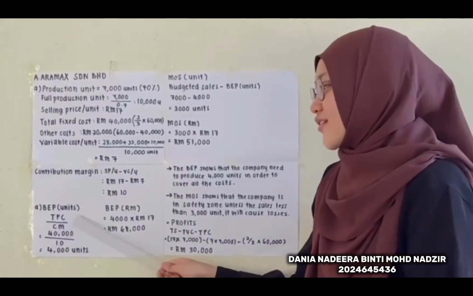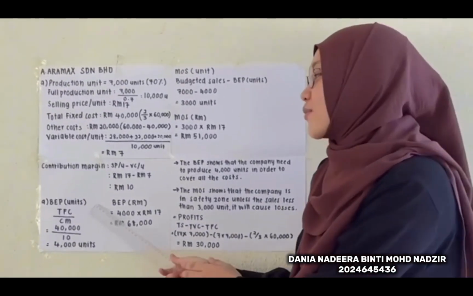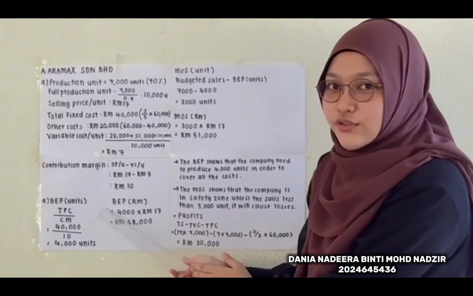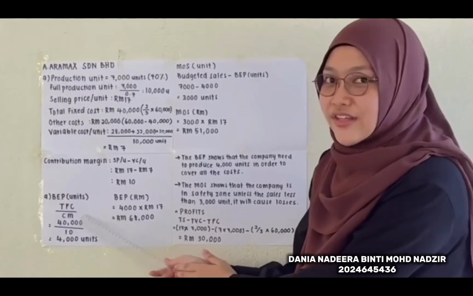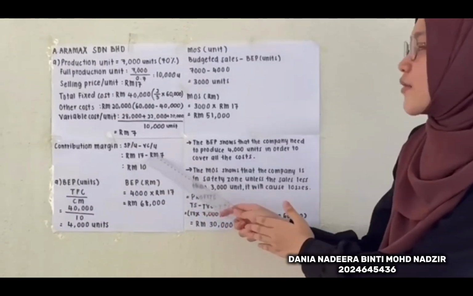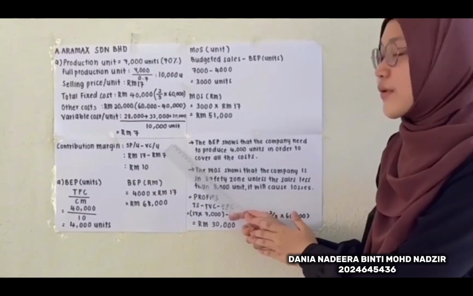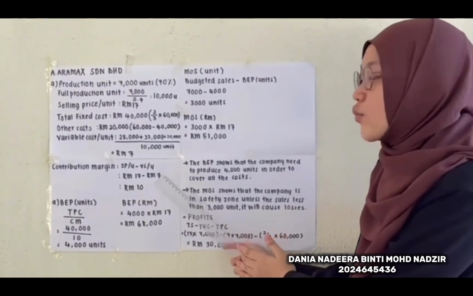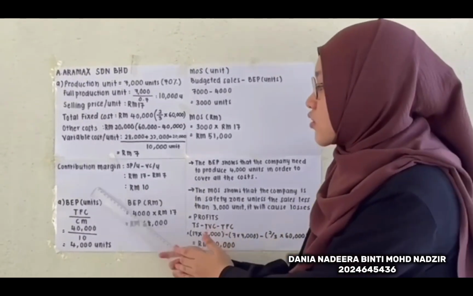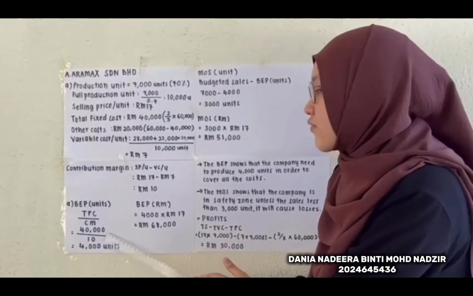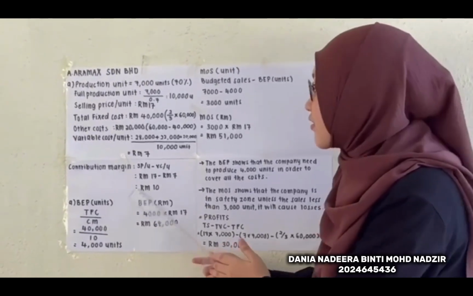For the first question, we need to calculate BEP in units and BEP in RM. For BEP in units, the formula is total fixed cost divided by contribution margin. To find contribution margin, the formula is selling price per unit minus variable cost per unit, which is 70 ringgit minus 7 ringgit. Then we get 10 ringgit.